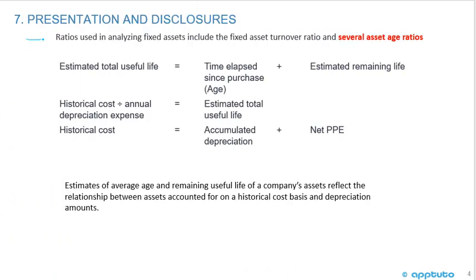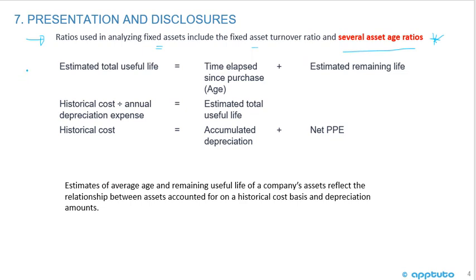Okay, I just copied the sentence that ratios used in analyzing fixed assets include the fixed asset turnover ratio and several asset age ratios. It's these ratios here, or calculations, with regards to the asset age that I find almost all candidates and students need a little bit of practice on. We don't look at them too often. It's not so common, okay? Yet we can be tested on that.